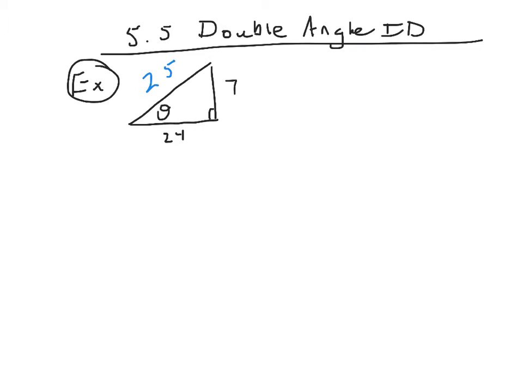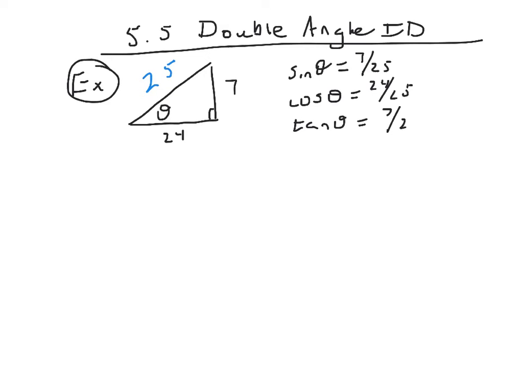And if we go back to just some old stuff, I can ask you some simple questions of what's the sine of theta? And we know that the sine of theta is the opposite over the hypotenuse. So that would be 7 over 25. I can say, what's the cosine of theta? And that's adjacent over hypotenuse. So that would be 24 over 25. And I can say what's the tangent of theta, and that's opposite over adjacent, so that would be 7/24.